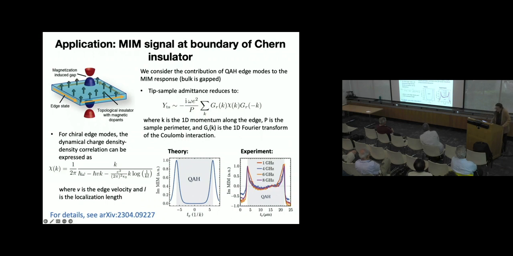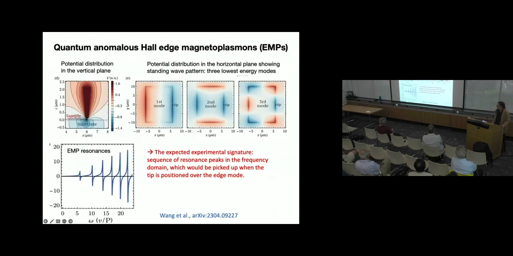another good thing that we noticed was that there's at least good qualitative agreement between his theoretical predictions and our experimental observations. So one of the predicted experimental signatures of these edge magnetoplasmon excitations would be the appearance of a sequence of resonance peaks in the frequency domain. And these would be picked up when the tip is positioned directly over the edge state. And this interesting frequency dependence is really what allows one to distinguish the MIM response of a topologically non-trivial edge state from that of a topologically trivial state, which would be expected to be featureless in the frequency domain.